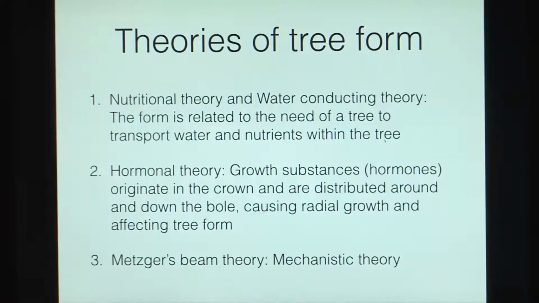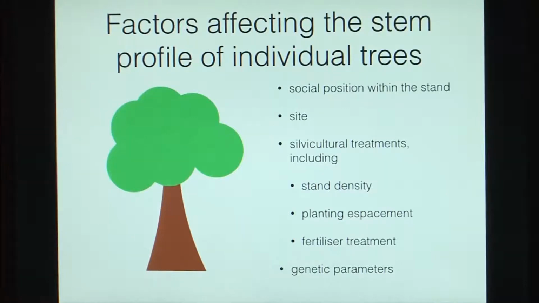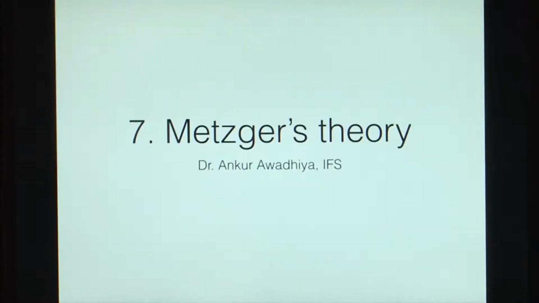Then we looked at theories of tree form: nutritional and water conducting theories, hormonal theory, and Metzger's beam theory. In the case of nutritional theory and water conducting theory, the form is related to the need of a tree to transport water and nutrients within the tree. In the case of hormonal theory, the hormones are generated at the tip of the tree, and then they are distributed down and around the bole, which causes differences in its growth. And we also looked at Metzger's mechanistic beam theory. Then we saw different factors can affect the stem profile of individual trees.